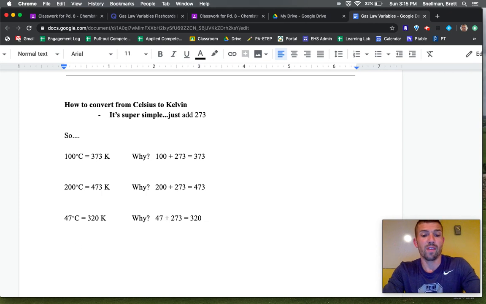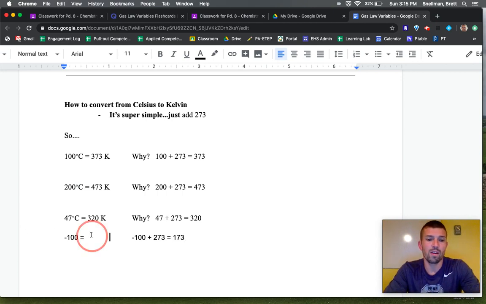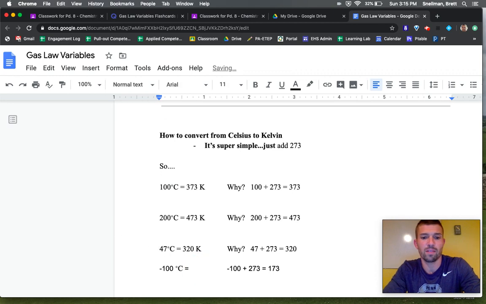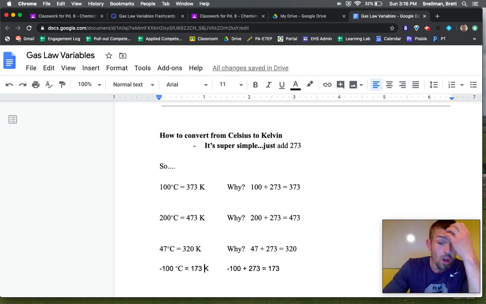So even if I had negative 100, what does that equal in Kelvin? What do I have to do? Add 273, right? So negative 100 plus 273 equals 173. That's it. So negative 100 degrees Celsius is 173 Kelvin. Sorry, that was longer and a waste of your time, but I wanted to show you that you can even have a negative number there and it doesn't matter. All right, so converting Celsius to Kelvin, add 273, that's it.